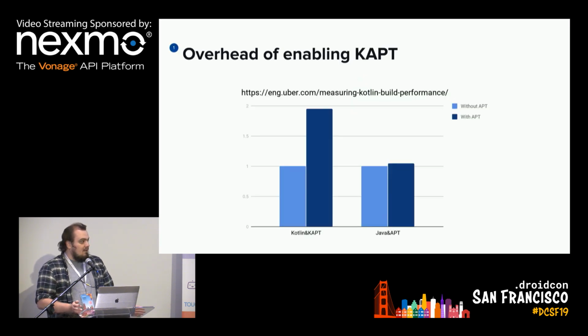Build time. As Uber's research showed us, Kotlin with KAPT adds like 95% overhead when compared with pure Kotlin compilation. And Java APT adds only 5%. Worth thinking before adding it.